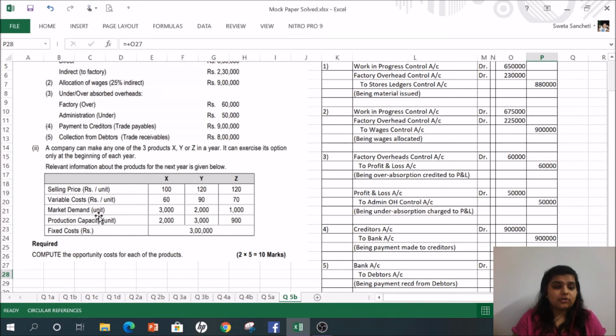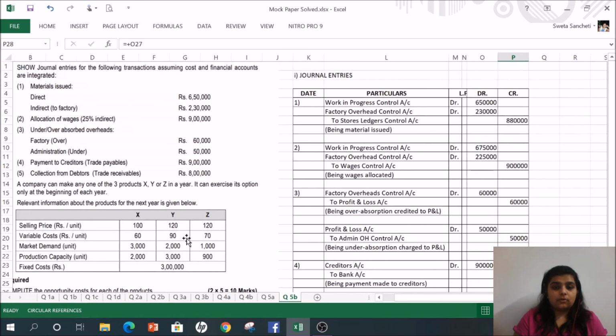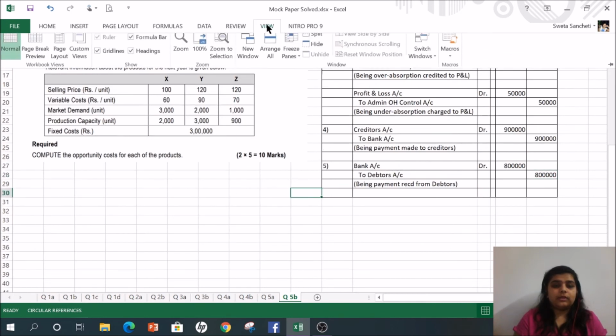Now if I see the production capacity and market demand, I see that even if the market demand is 3000, I can make only 2000. So there is some limitation here. Here market demand is 2000, I can make 3000. So obviously I am going to make only 2000. There is no need to make 3000. Similarly here also, since the production is 900, I will not be able to fulfill the market demand. Fixed cost is 3 lakh. Compute the opportunity cost for each of the following. Let us do part B now.